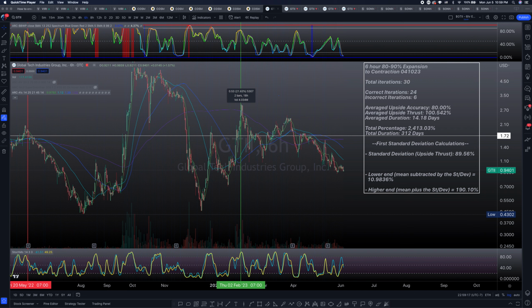Ticker symbol GTII continuing on that treacherous sideways trading. Let's go ahead and see what's going on with the ticker for tomorrow.